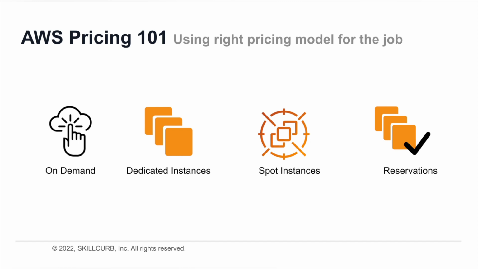Third, we have spot instances. These enable you to bid whatever price you want for instance capacity, providing for even greater savings if your applications have flexible start and end times. Lastly, you have reservations. Physical EC2 server dedicated for your usage. Dedicated hosts can help you reduce costs by allowing you to use your existing server-bound software licenses.